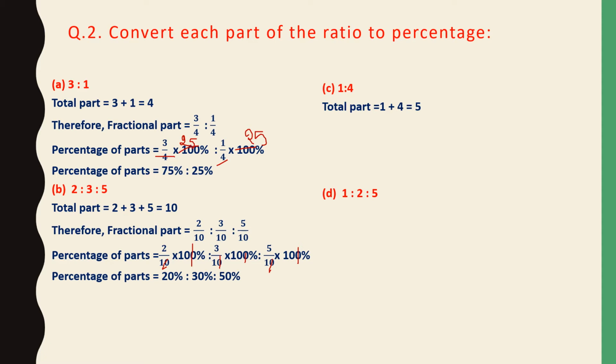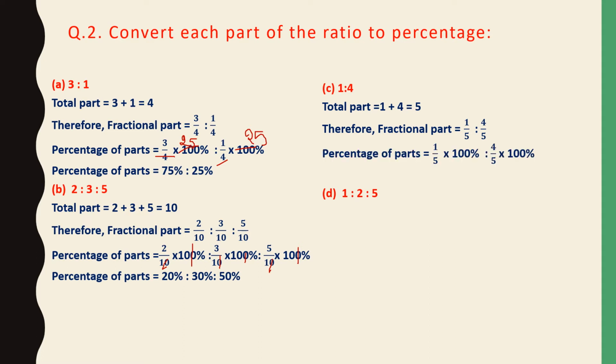Question number C, 1 is to 4, total parts 1 plus 4, 5. Therefore, fractional parts 1 by 5 is to 4 by 5. Percentage of parts: 1 by 5 into 100%, that is here 20. 4 by 5 into 100%, here we get, once again simplifying, and we get 20% is to 80%.